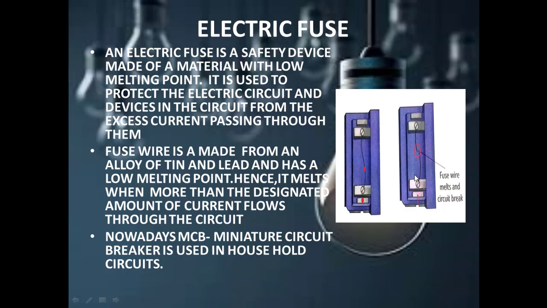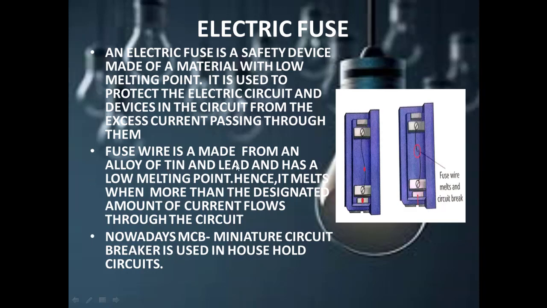So whenever there is excess flow of electric current, what will happen? This thin wire will melt and break. See, here this is a thin wire, this is a fuse. Whenever there is excess flow of current, this will melt and break. See, it is broken here. When this breaks, the circuit becomes incomplete and there will be no flow of electric current. So after that, the electrical appliance is not going to work, and your electrical appliance is safeguarded.